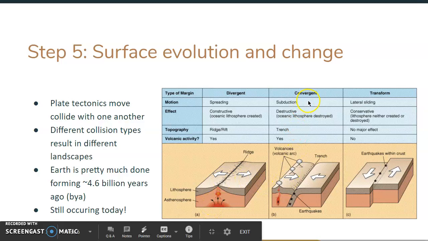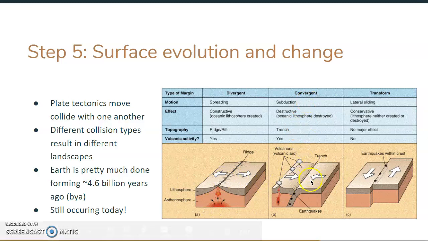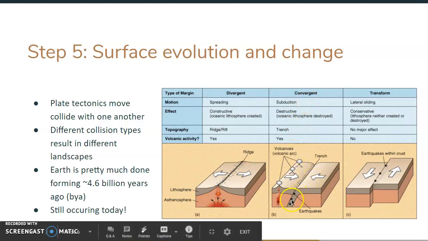Then we have our convergent, which has a subduction zone. Subduction means that one plate is going underneath another. As you can see, this plate on the right is going under the plate on the left. It ends up creating a trench, and we actually lose part of the crust. Now, this crust that goes underneath will be heated up by the magma and reused in another area like a ridge. But in this specific instance, we are losing part of our Earth, part of our crust.